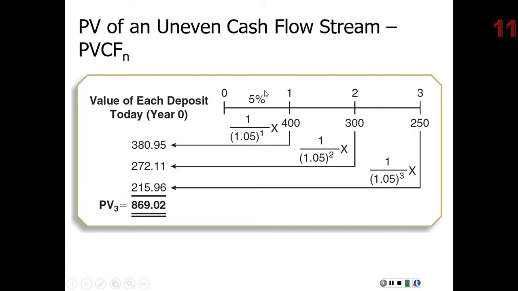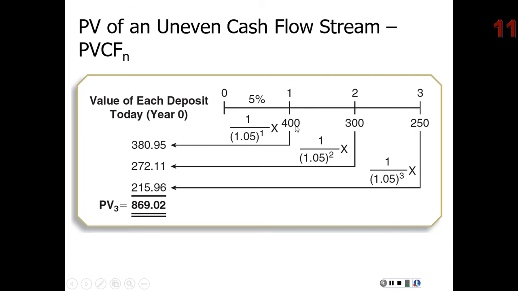Okay, so here is a 3-period mixed stream of cash flows. We've got $400 occurring at time period 1, $300 occurring at time period 2, and $250 occurring at time period 3. The discount rate is 5%. So one way that we can do this is we can simply find the present value of each one of these, take them back to time period 0.